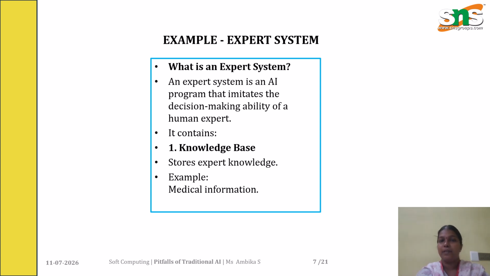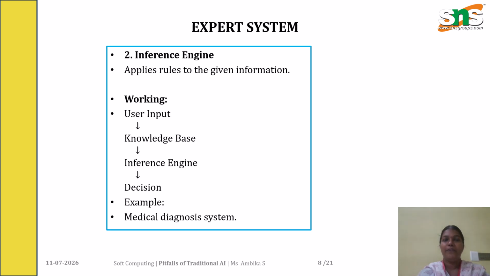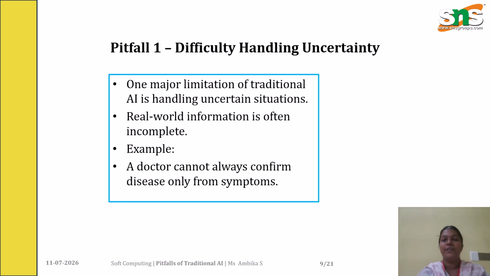Example of the expert system. What do you mean by an expert system? It is an AI program which imitates the decision making ability of a human expert. It is based on the knowledge base, that is, the human experts store the knowledge in a digital library, for example, medical information. The inference engine will apply the rules to the given information. So the working will be like this: the user gives the input, then the inference engine checks the knowledge base for the rules and decides accordingly. Example, a medical diagnosis system.